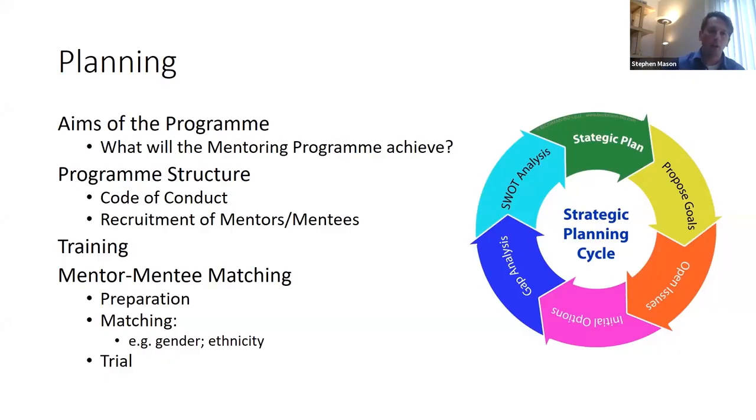So planning thoroughly what that mentoring program or that mentoring relationship might look like is really important.